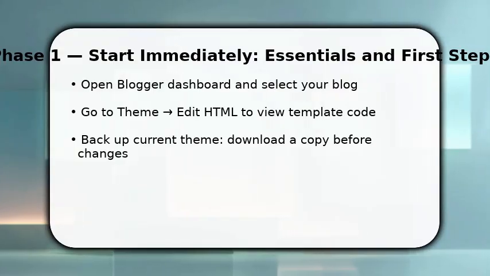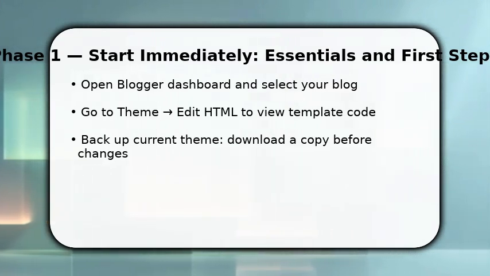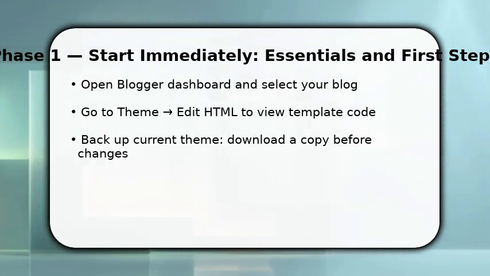You start by opening your Blogger dashboard and selecting the blog you'll edit. This gives you context for the template. Once in theme, choose Edit HTML so you can search the markup directly. Make sure to download a full theme backup first.